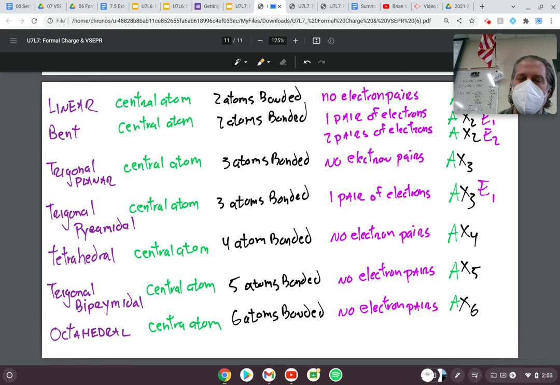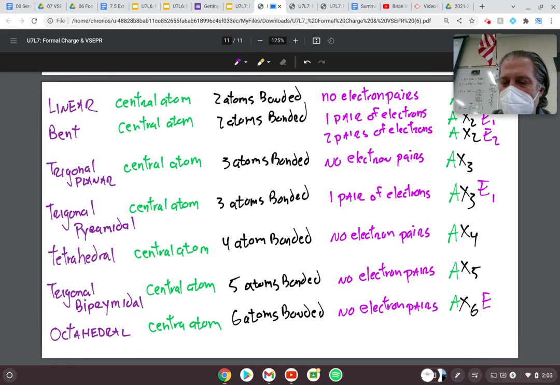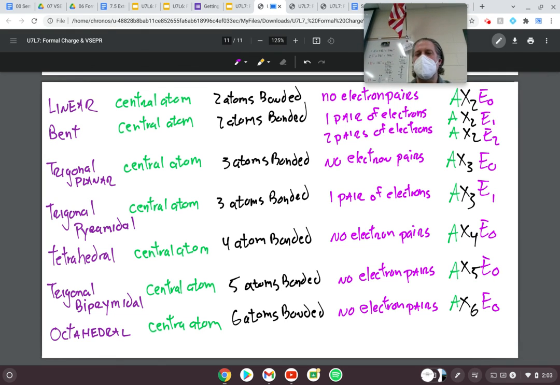So I can go back in and fill in an E0, an E0, an E0, an E0, and then up here would be an E0 as well. But the reason why I didn't do that initially, but filled it in at the end, is because I'm trying to show you the pattern: central atom, stuff bonded to the central atom, and the potential for electron pairs on the central atom. So that's what this chart is all about, and it's designed to help you look at things from that lens.